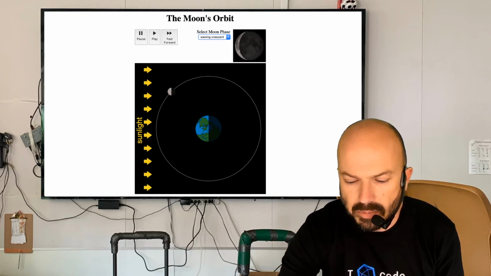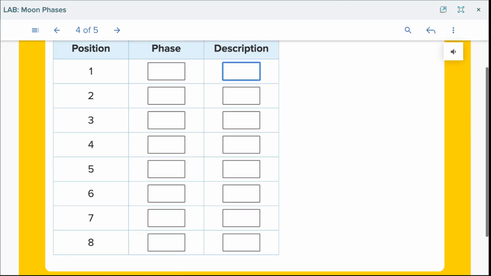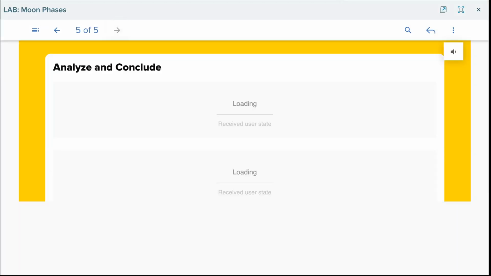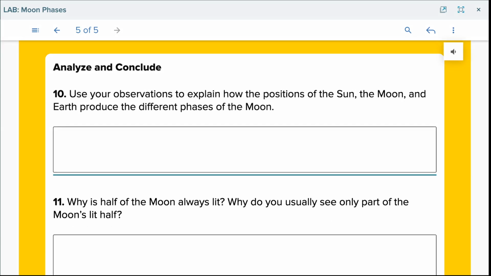Okay, back to the curriculum. So you typed in your phases and your descriptions here. If you need to review the video, feel free to do that. And let's go to the next. Now it's got some questions I want you to answer. So, how does the position of the sun, the moon, and the earth produce the different phases of the moon? Answer here in just a short sentence.